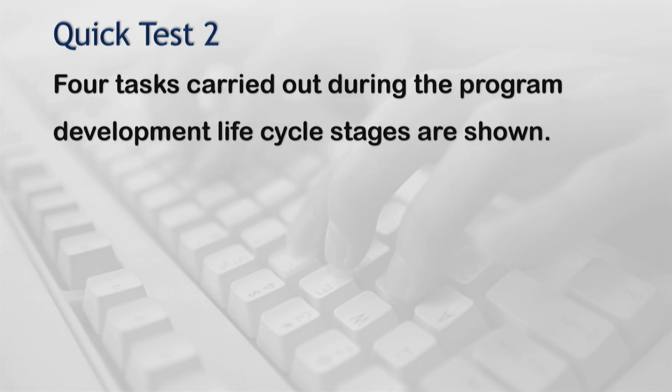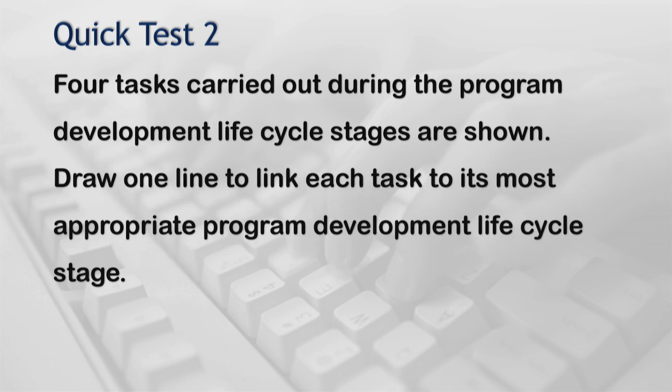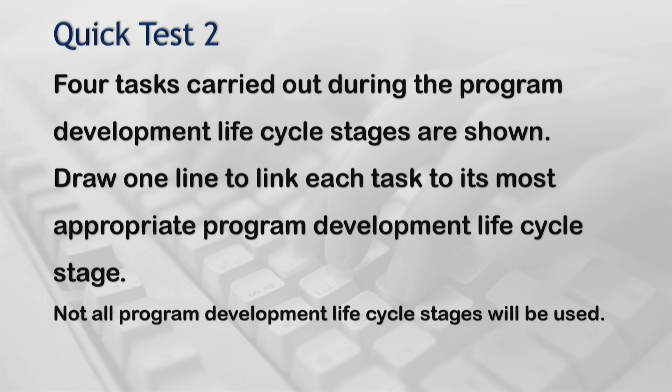Question 2 is a matching question, a type of question which examiners use frequently. The question is, 4 tasks carried out during the program development life cycle stages are shown. Draw one line to link each task to its most appropriate program development life cycle stage. Note that not all program development life cycle stages will be used.